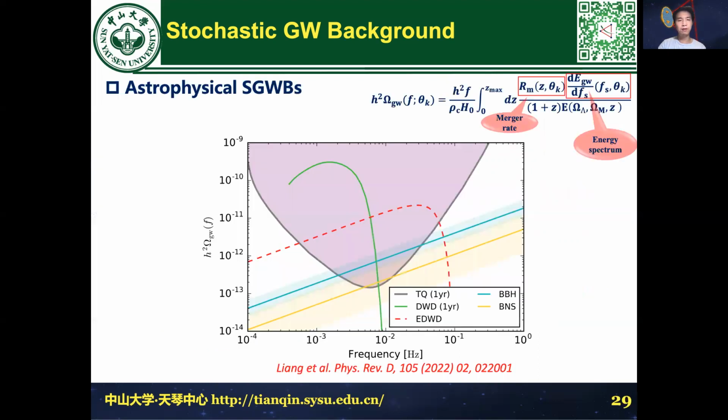By converting some models we used for the previous individual sources, we can predict what kind of noise level they can be for the gravitational wave background. And this curve shows that TianQin in the future is expected to see many of these backgrounds.